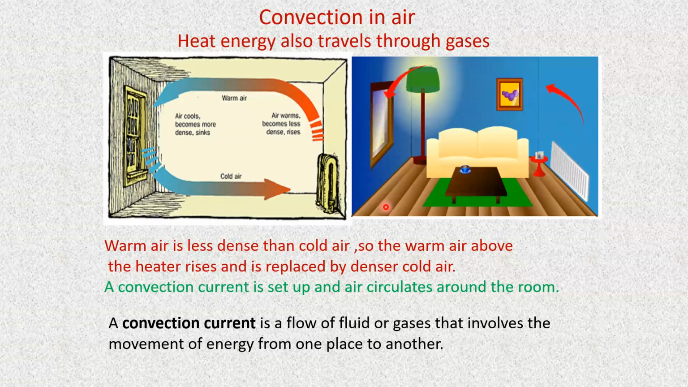Now a question arises here. Let me ask you, who will define what a convection current is? Come on, any one of you, who will explain what a convection current is? A convection current is a flow of fluid or gases that involves the movement of energy from one place to another. Very good, very nice.